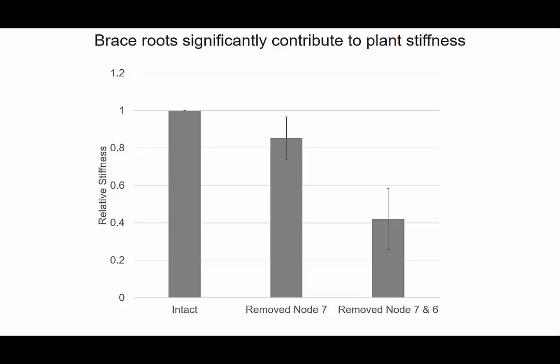We have a relative stiffness, so this is our completely intact plant. We've normalized it to 1. If we removed just that uppermost node of brace roots, we see about a 15 to 18% reduction in stiffness. And now when we remove both 7 and 6, so remember 6 is that node that's right on the soil surface, we see that we go from 1 to around 0.4. So that means 60% of the stalk stiffness is due to the presence of brace roots.